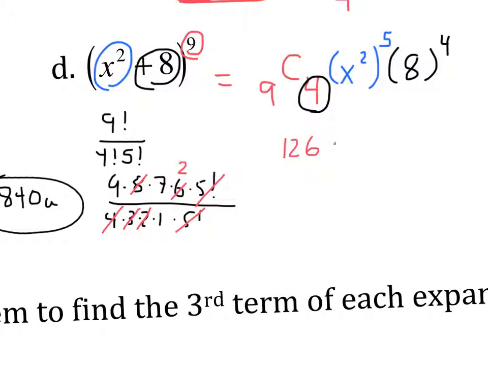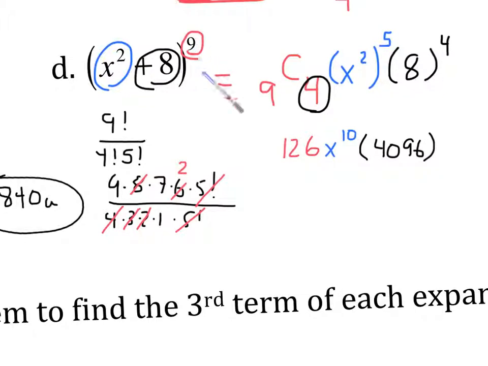Remember that when you have a power, you multiply your exponents. So the x will now be raised to the power of 10. And the last one is just 8 to the 4th power, which is the same thing as saying 64 squared, which gives me 4,096.